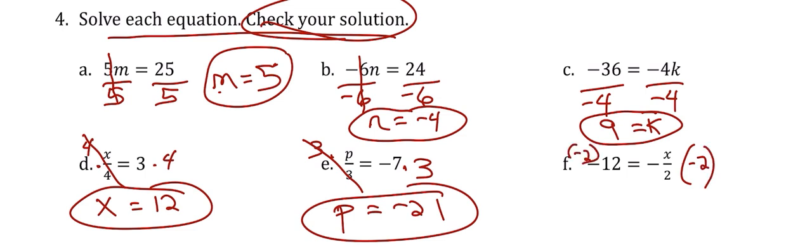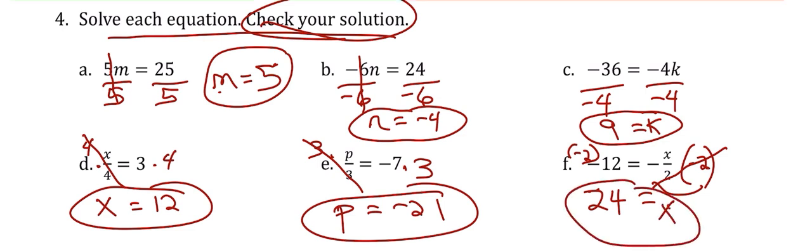The reason that's going to be so helpful is on the left, we're going to get a positive 24 because negative 2 times negative 12. And on the right-hand side, a negative times a negative will be a positive, so the negatives will cancel. And the 2's cancel because 2 over 2 is just 1. So our answer is just positive x is equal to positive 24.